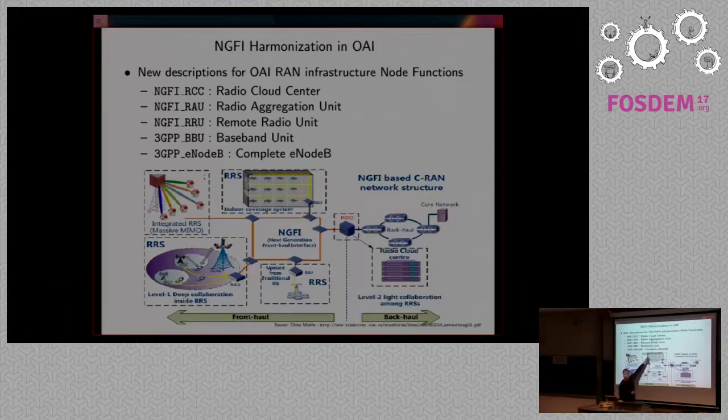You would also have one radio aggregation unit and several remote radio units. Or you would have the massive MIMO remote radio units or radio aggregation unit. These two things are the same. The only difference is here the antennas are all collected together and here they're distributed in space. But ultimately, this is the way the networks seem to be going.